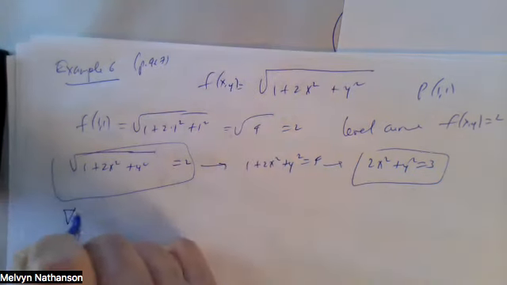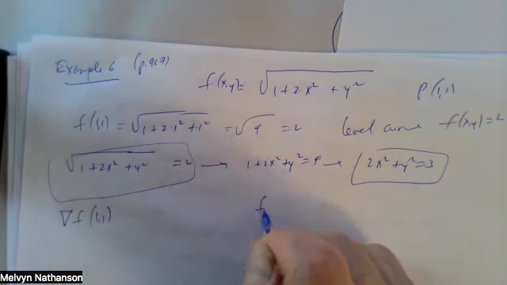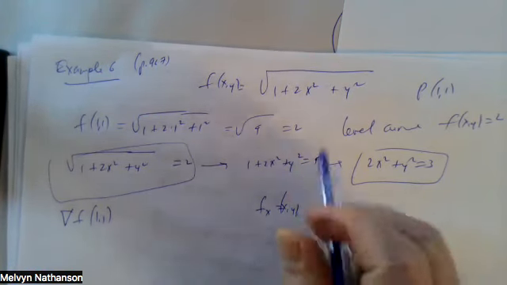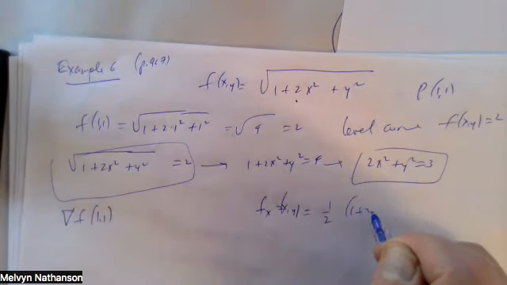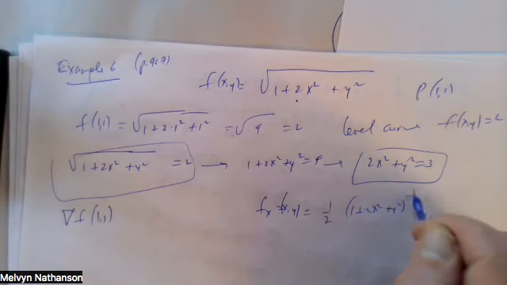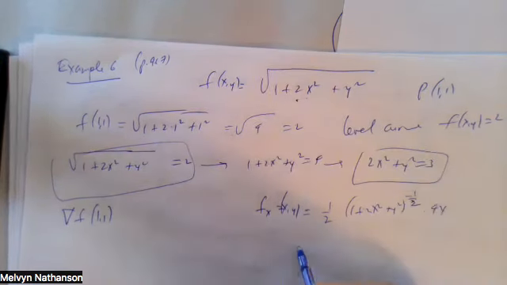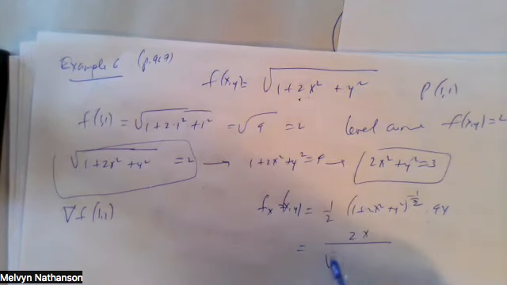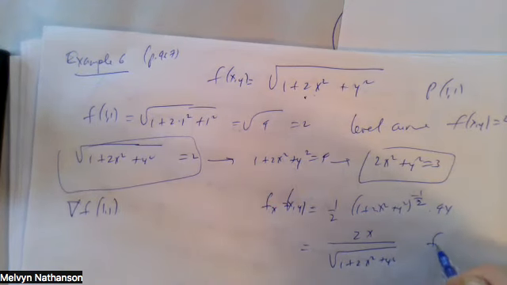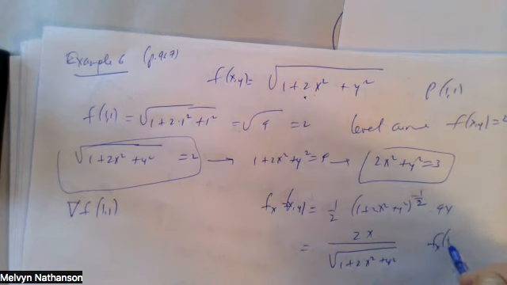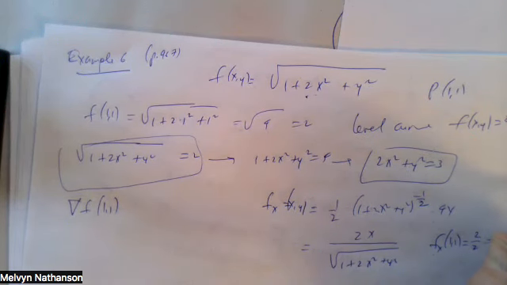Right, so what is the gradient of f at the point (1, 1)? The partial of f with respect to x: if I differentiate this, I get 1/2 times (1 plus 2x squared plus y squared) to the minus 1/2 times the derivative of this, which is 4x. So this is 2x over the square root of 1 plus 2x squared plus y squared. And so the partial derivative of f with respect to x at (1, 1) is 2 over 2, which is 1.